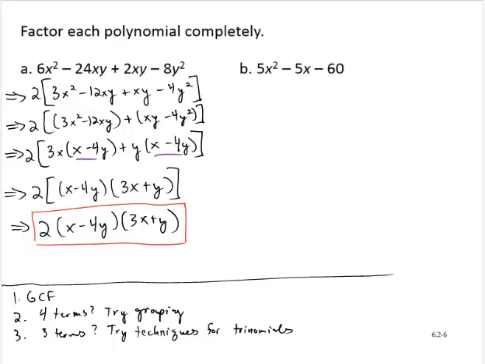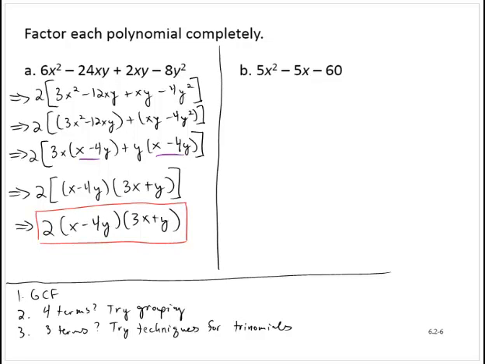Alright, exercise B. For part B, we are asked to factor the polynomial 5x squared minus 5x minus 60. Notice that we have a common factor of 5. So I can write this as 5 times the quantity x squared minus x minus 12.